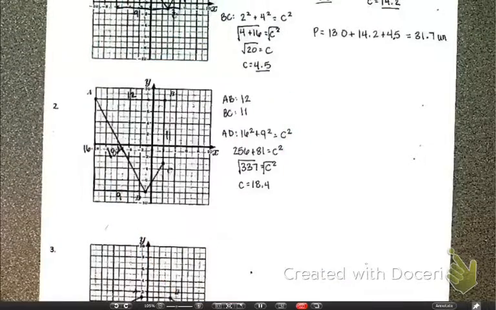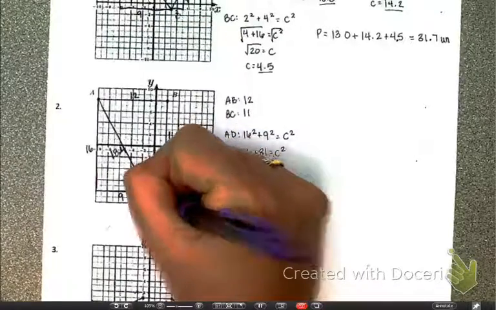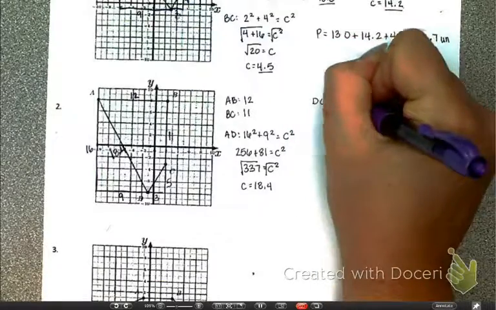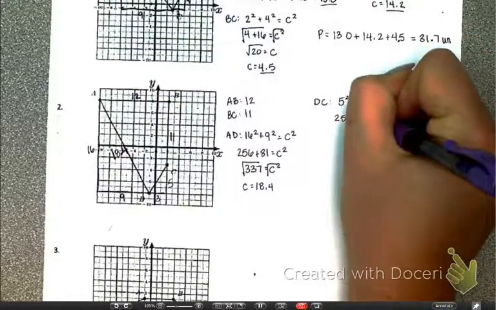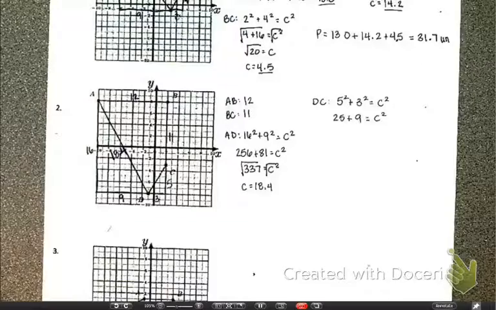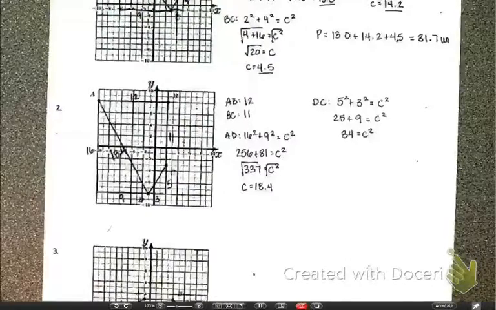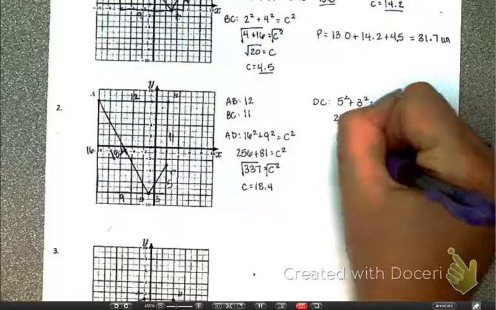I would like you to take a second and find DC. So either by yourself or with your group, find DC. What did you get when you counted across the bottom? 3. And when you went up? 5. So DC is 5 squared plus 3 squared equals C squared, or 25 plus 9 equals C squared. 25 plus 9 is 34. And the square root of 34 to the nearest tenth, 5.8.